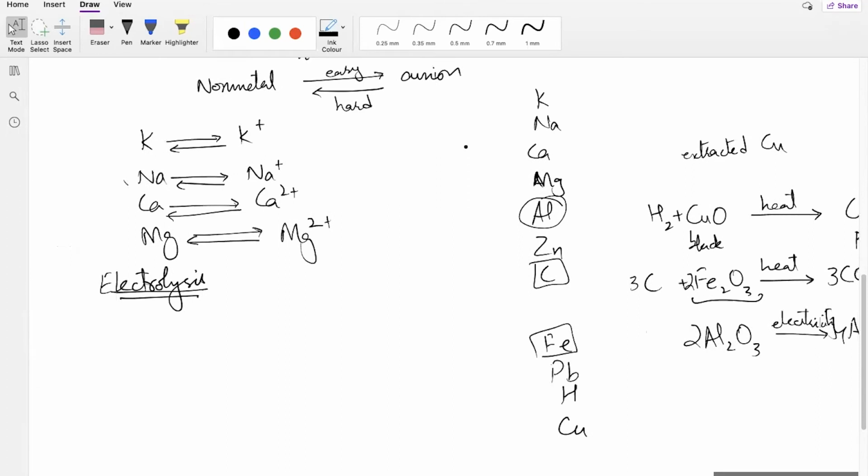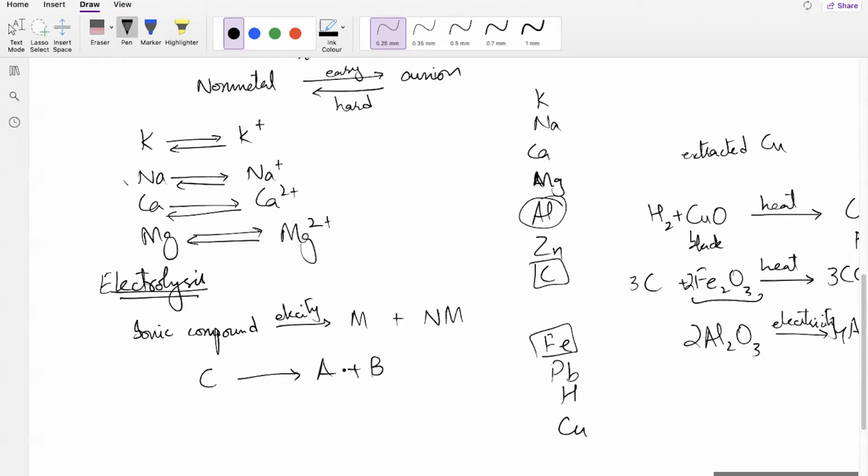So you have an ionic compound. You give it electricity. And now it's separated into a metal or a non-metal, or whatever it was made of. So a compound, let's call it C, breaks down and forms A and B, which are two different things, using electricity. That is called electrolysis.